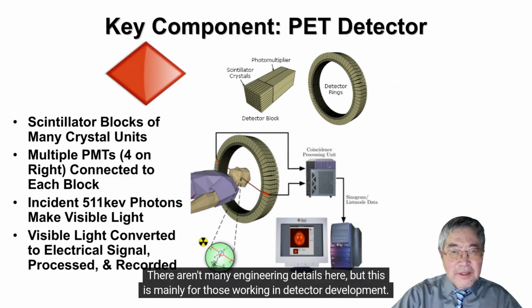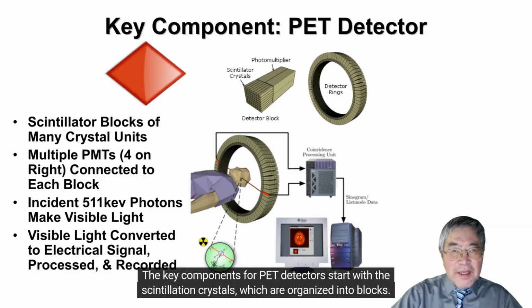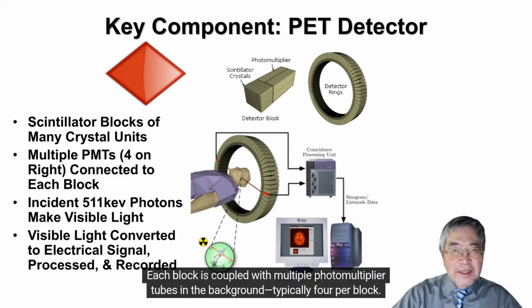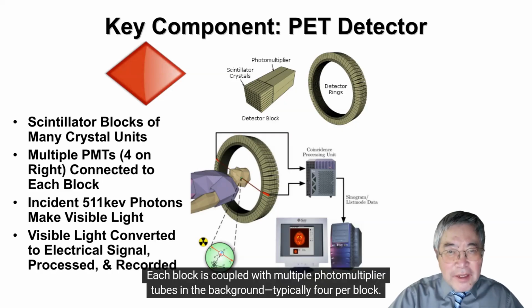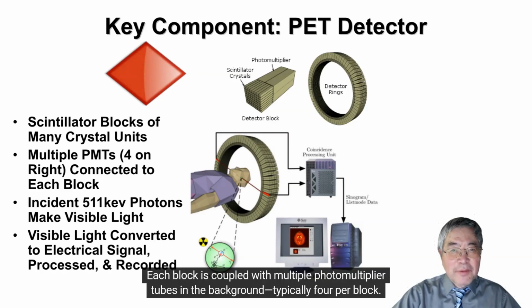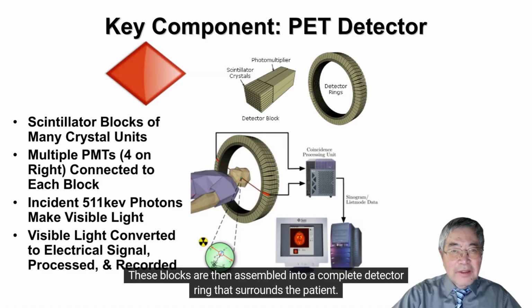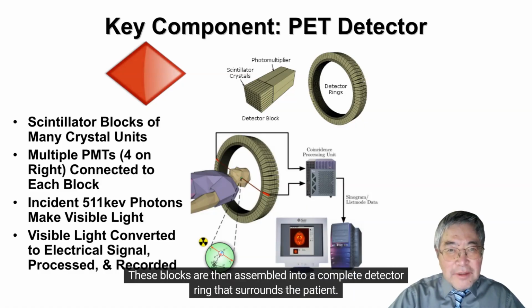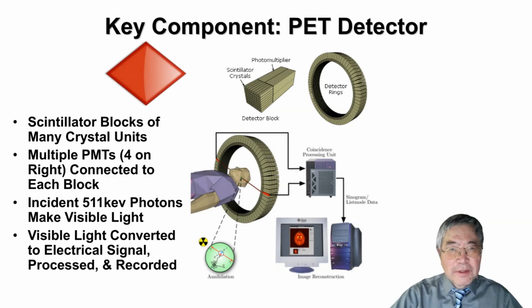There aren't many engineering details here, but this is mainly for those working in detector development. The key components for PET detectors start with the scintillation crystals, which are organized into blocks. Each block is coupled with multiple photomultiplier tubes in the background, typically 4 per block. These blocks are then assembled into a complete detector ring that surrounds the patient.